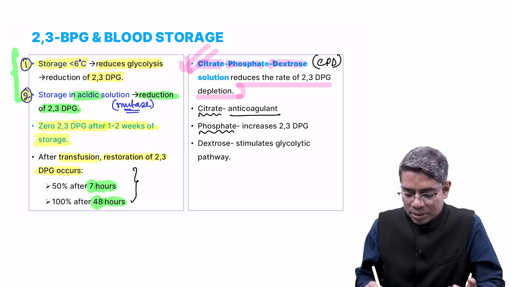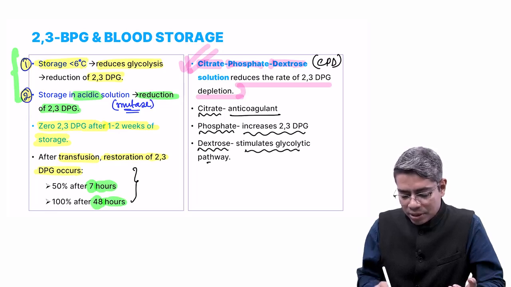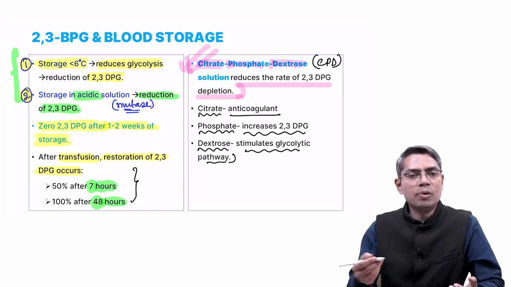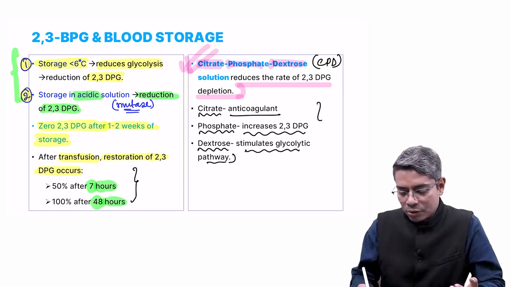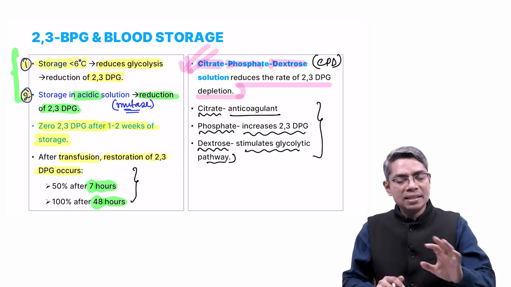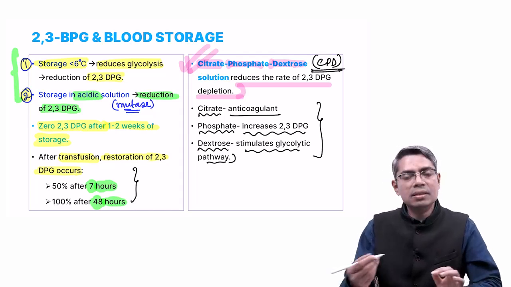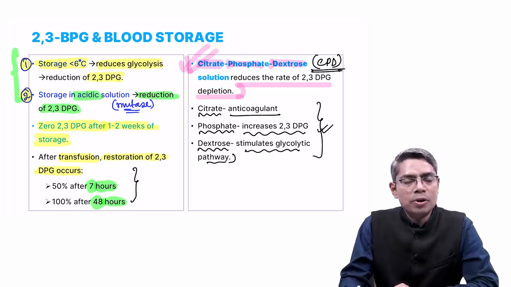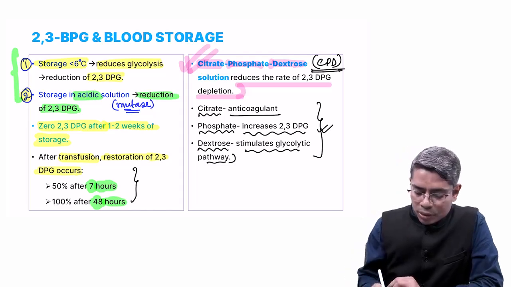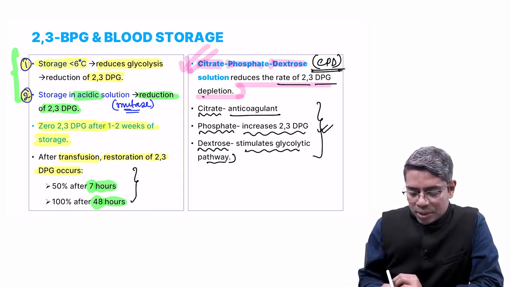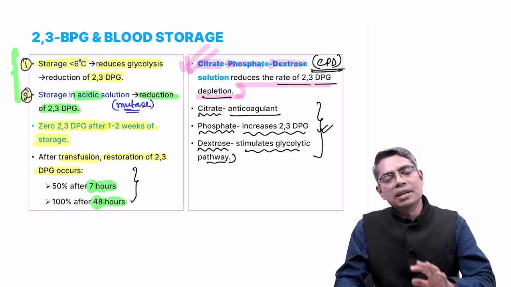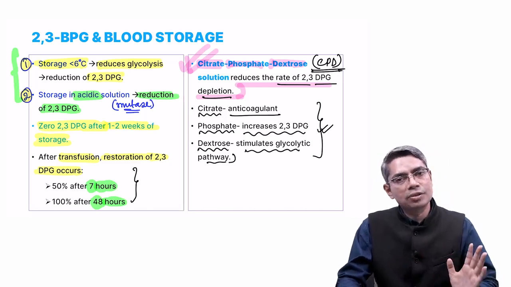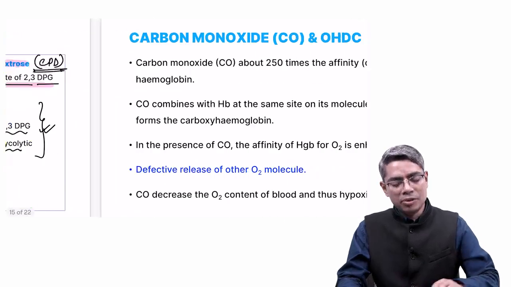The phosphate of this CPD solution increases the 2,3-DPG production, and dextrose also stimulates the glycolytic process. Glycolysis means there will be more production of 2,3-DPG. So as you can see easily, acid is not there in the CPD, plus this CPD is giving certain stimulants for more glycolysis, for production of more 2,3-DPG. So that's why I told you that reduction of the 2,3-DPG in CPD solution is much lesser in comparison to ACD solution. So this you have to remember for your MCQ.